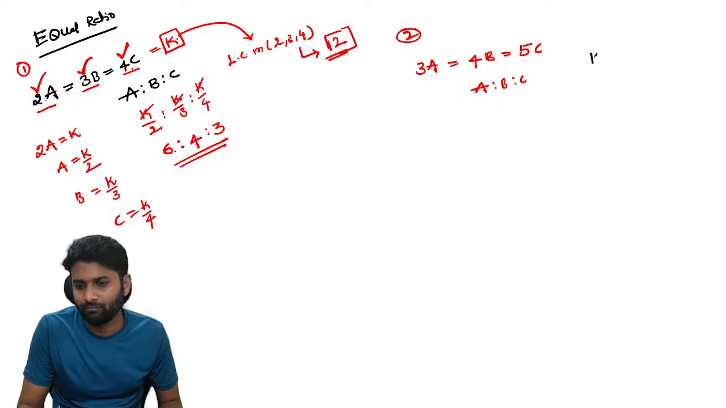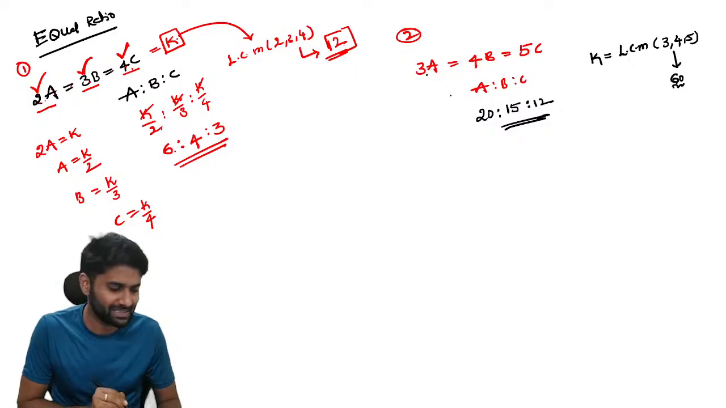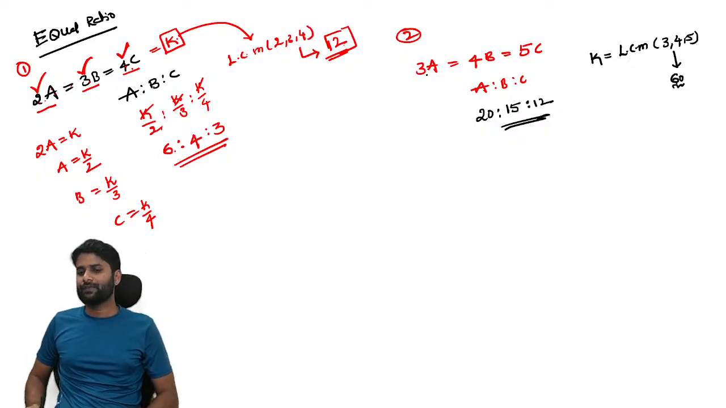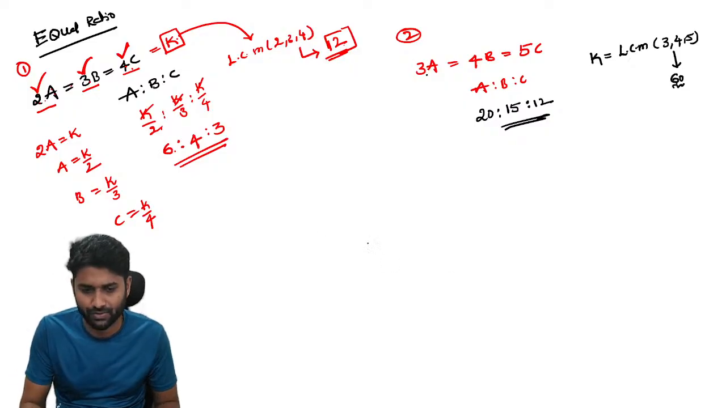So we need one reference value K. The K value is the LCM of 3, 4, 5. The LCM of 3, 4, 5 is 60 units. Now 3 becomes 60, so A must be 20 units. 4 becomes 60, B is 15 units. 5 becomes 60, C must be 12 units. You can directly choose your answer: 20 is to 15 is to 12. This is all about the first model in equalization.